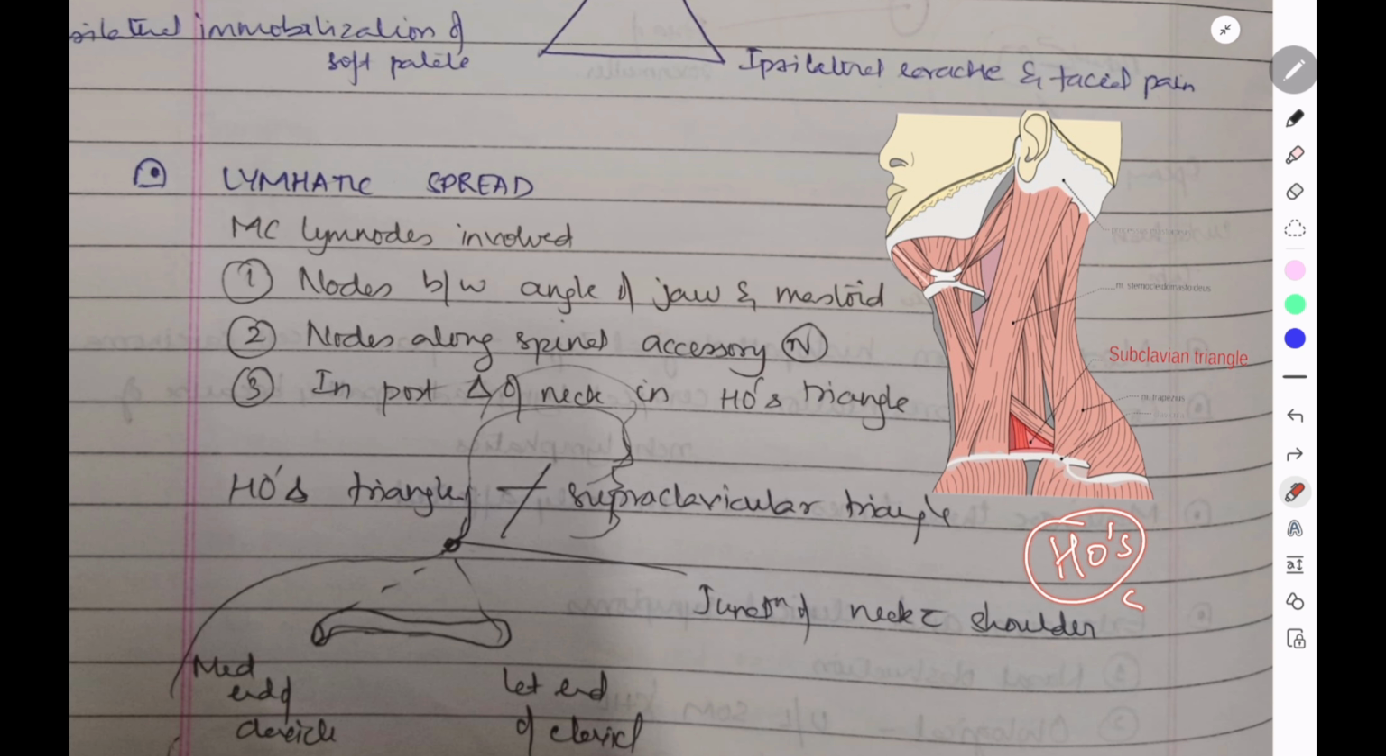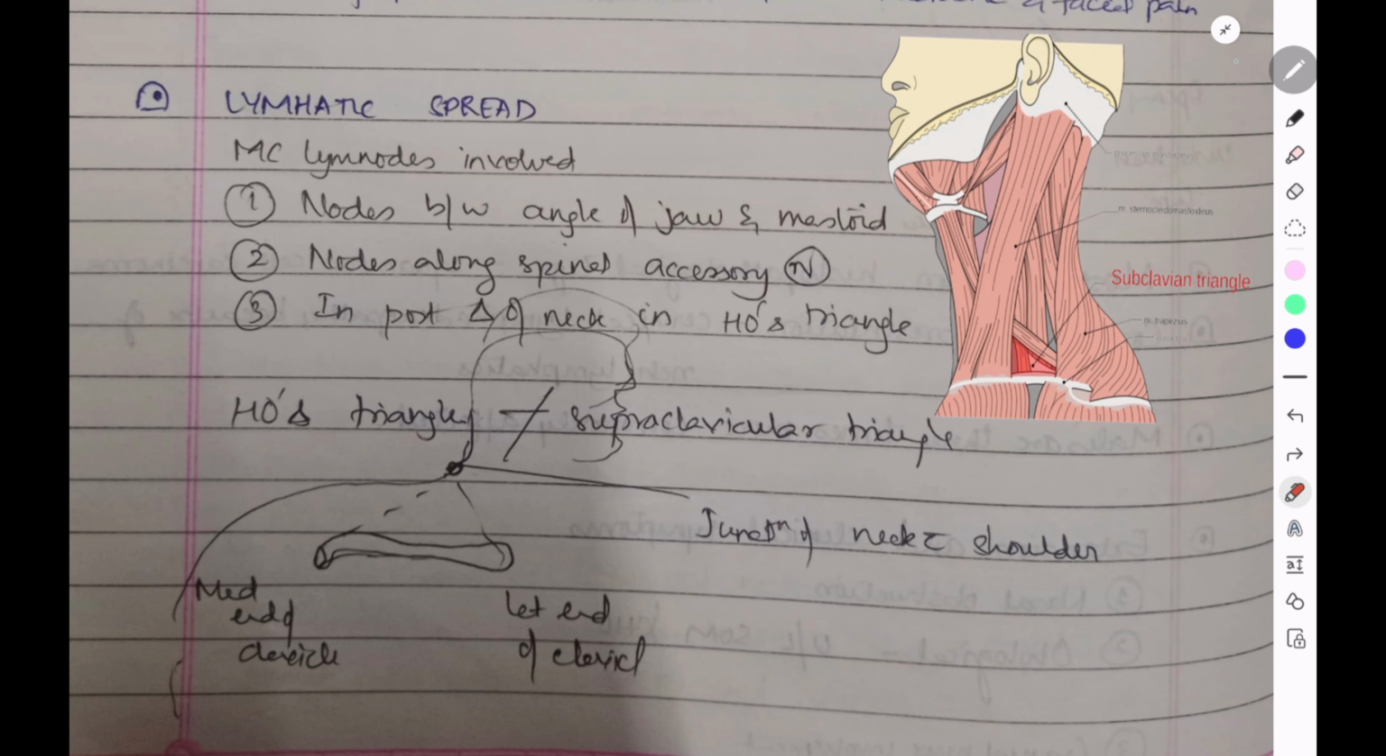Host triangle is also known as supraclavicular triangle or subclavian triangle. So here you can see host triangle. It's also known as supraclavicular triangle or subclavian triangle. It is bounded by sternocleidomastoid, then clavicle inferiorly, and omohyoid muscle or clavicular head of sternocleidomastoid. Okay, so this is the host triangle.